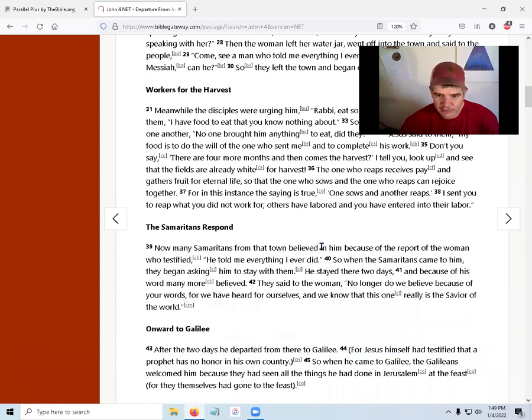Now, many Samaritans from the town believed in him because of the report of the woman who testified. What did he tell the woman? "You don't got a husband. You've had 5. The man you're with now is not your husband." What did she say? "He told me everything I ever did."